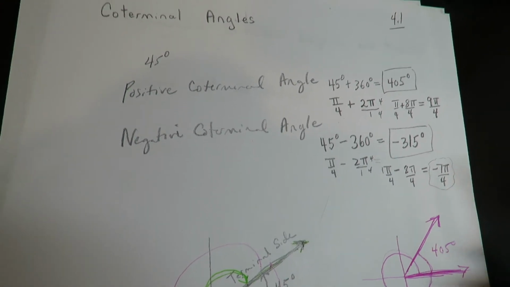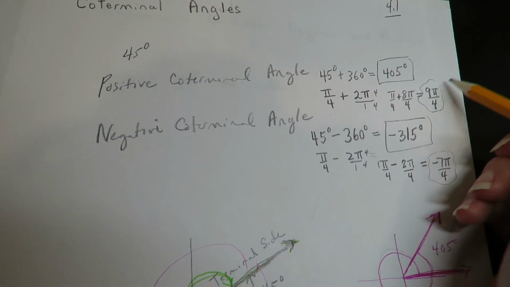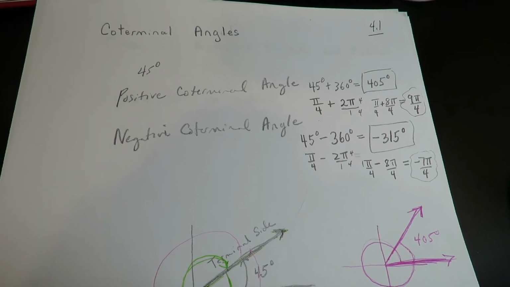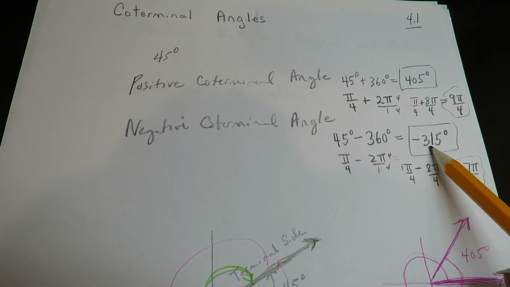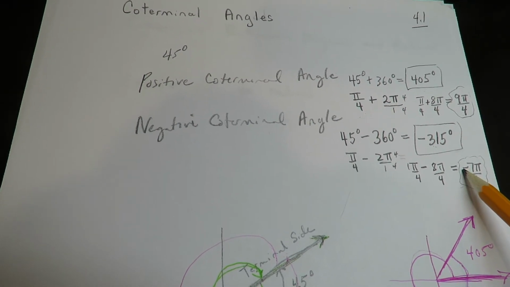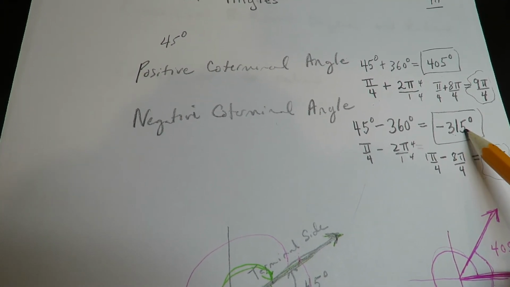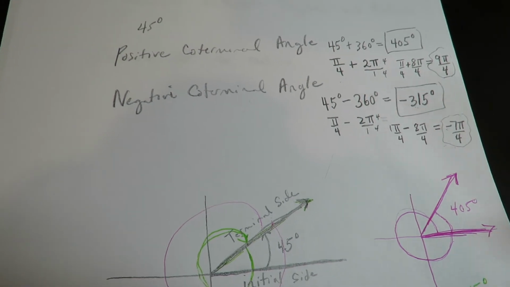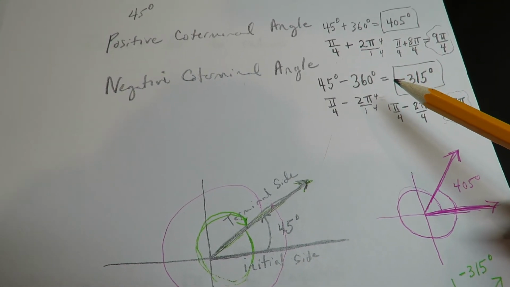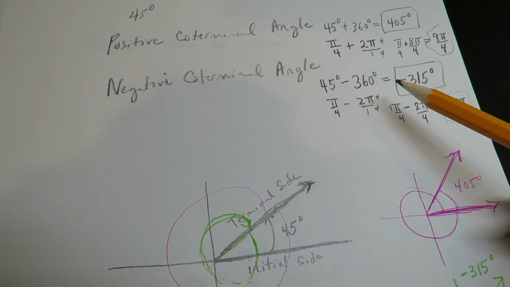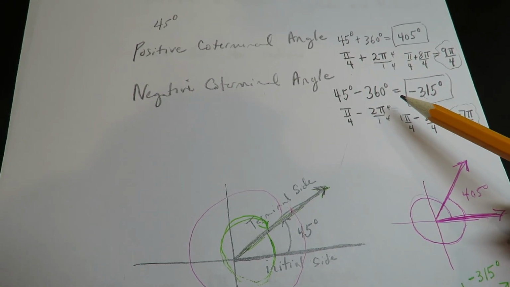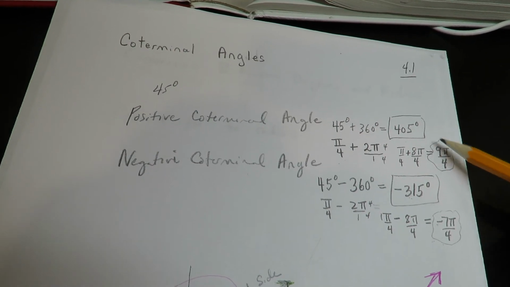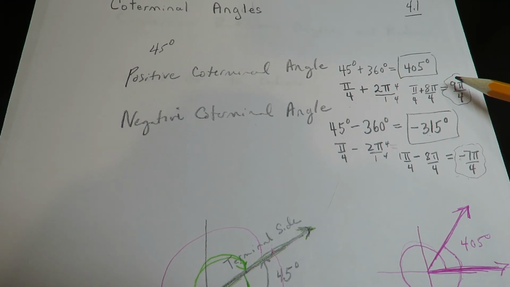Let me maybe circle these. This is the final answer in radians. These are equivalent values. They're just in different units, right? This is in degrees, this is in radians. That's like giving the measure of something in feet versus yards. You can just represent the value in different units. So that's what I'm doing. I'm representing the degrees in different units.